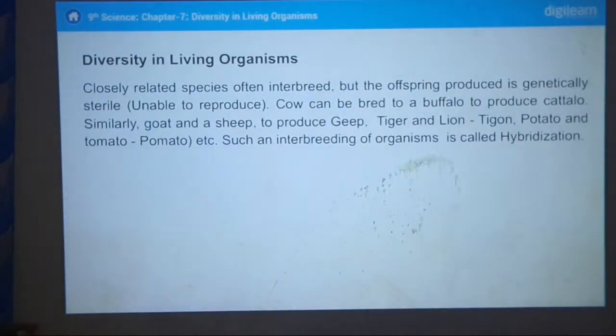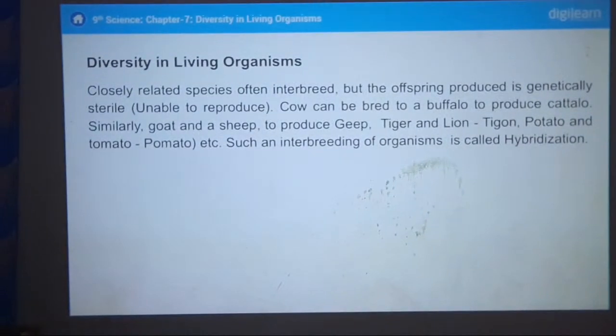Closely related species often interbreed, but the offspring produced is genetically sterile, that is, unable to reproduce. Cow can be bred to a buffalo to produce cattle. Similarly, goat and sheep to produce geese. Tiger and lion to produce tiger. Potato and tomato to produce tomato, etc. Such interbreeding of organisms is called hybridization.